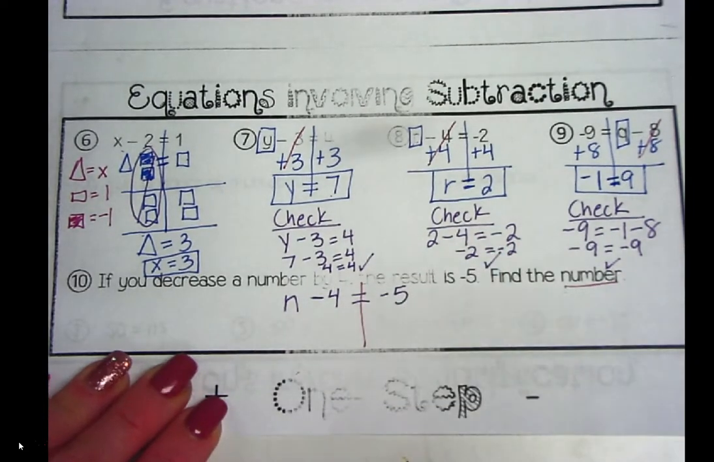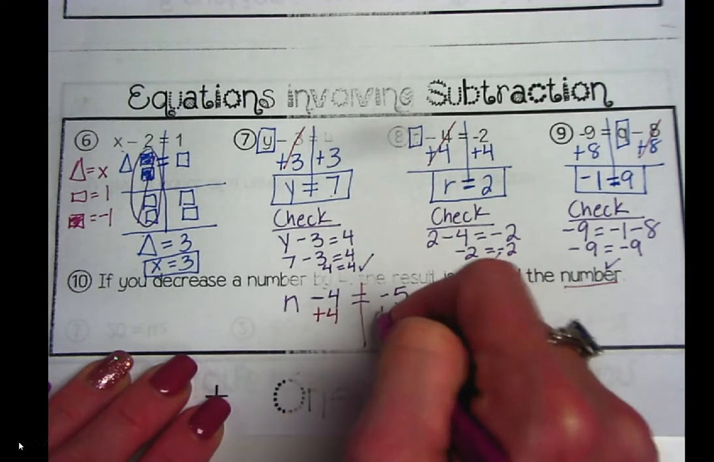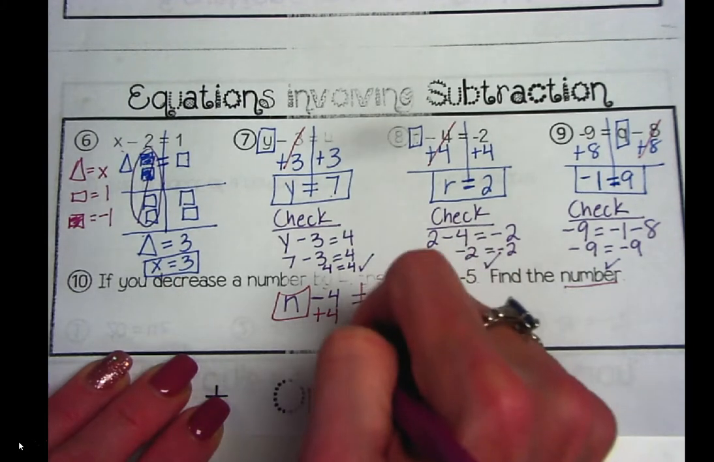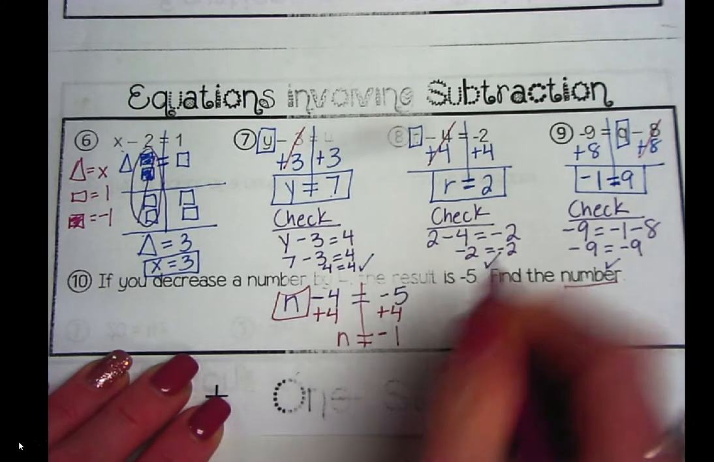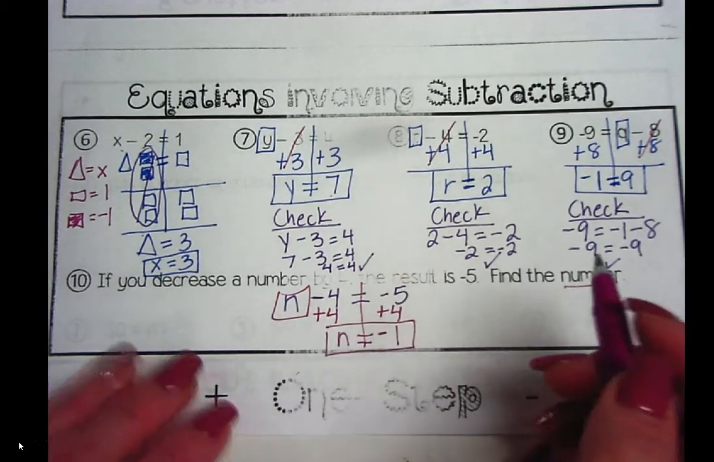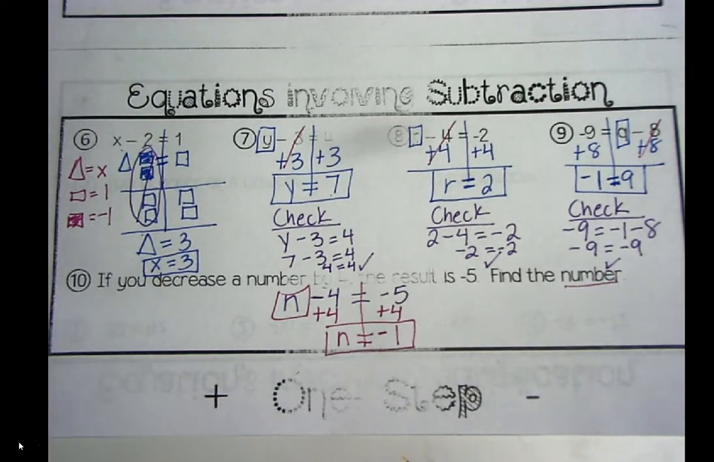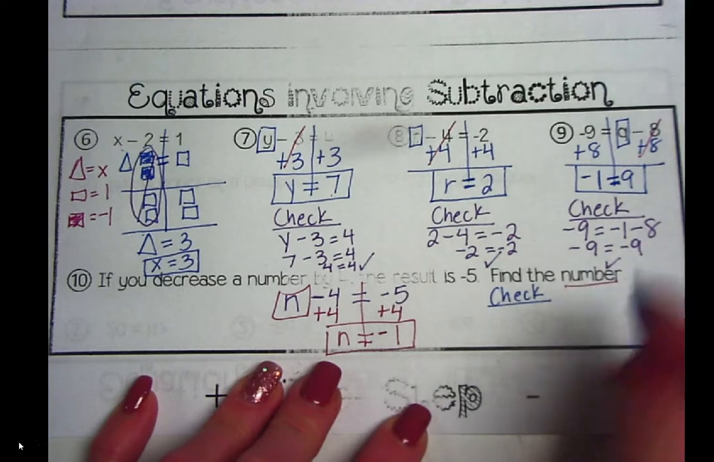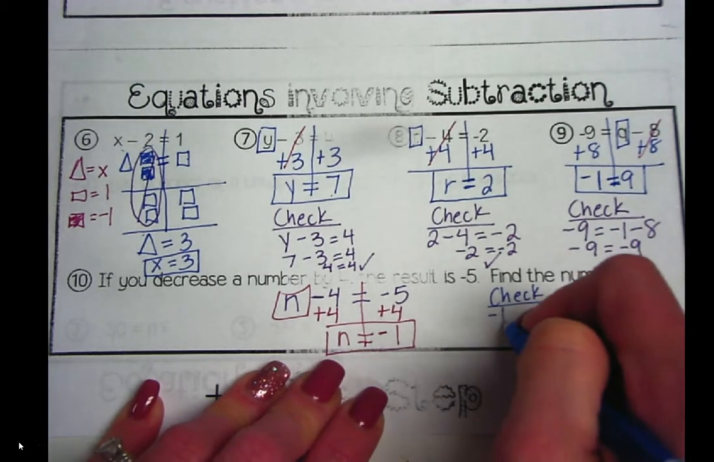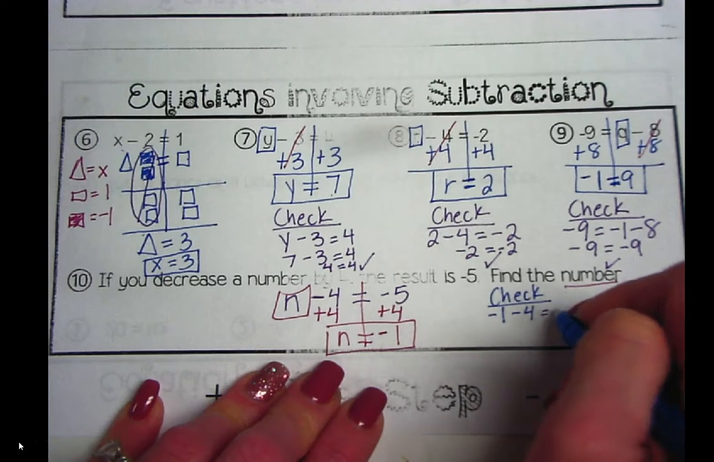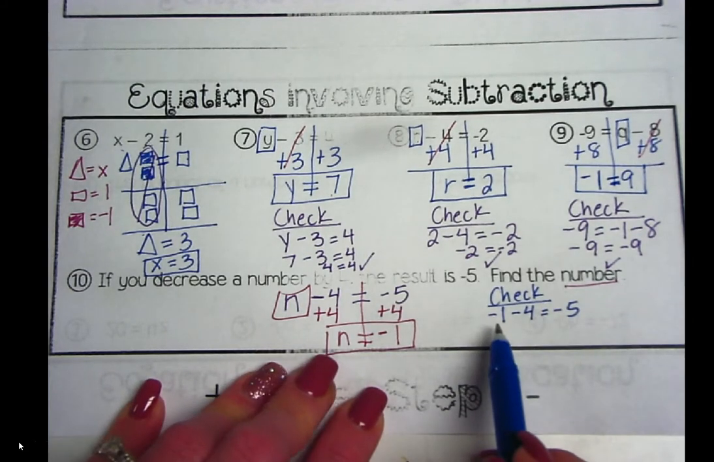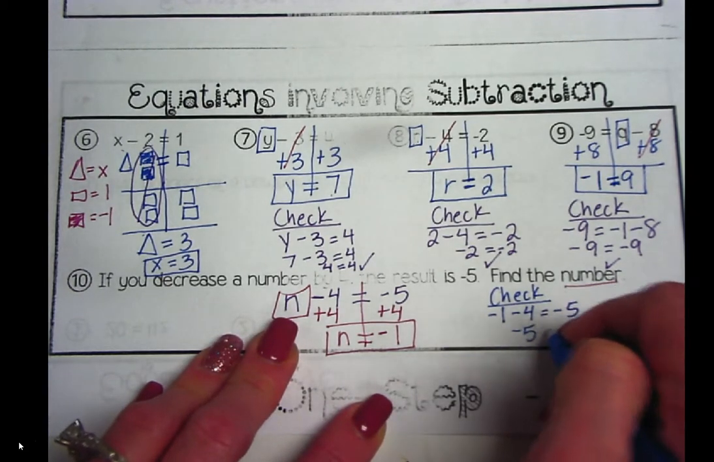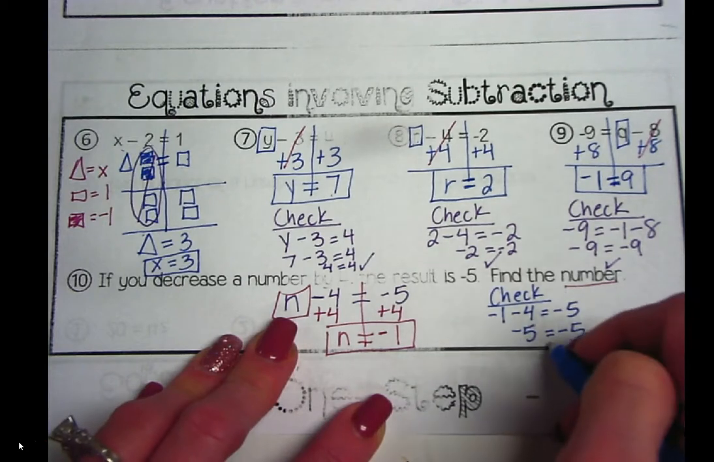So just like the others, I'm going to add 4. I'm going to undo the subtraction on the side with my variable. And then n is equal to negative 1. Okay? So now I'm going to plug this into my equation to do my check. And my check is negative 1 minus 4 equals negative 5. I'm just putting negative 1 in for n, rewriting it over here. And if I do that, I get negative 5 equals negative 5. So I get a check.